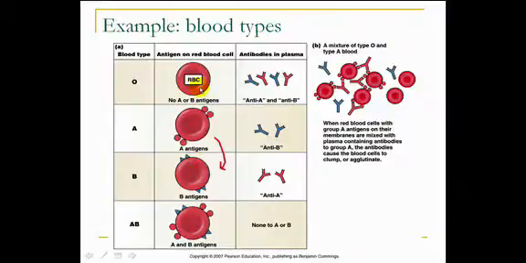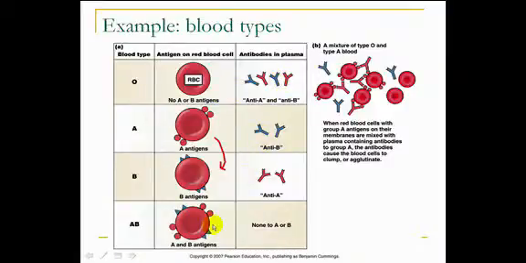And if you're type O, you have anti-A and anti-B, because if you're O, your immune system is not used to seeing any antigens on the surface of your red blood cells. So, if you put type A or type B into your body, it will be seen as foreign.